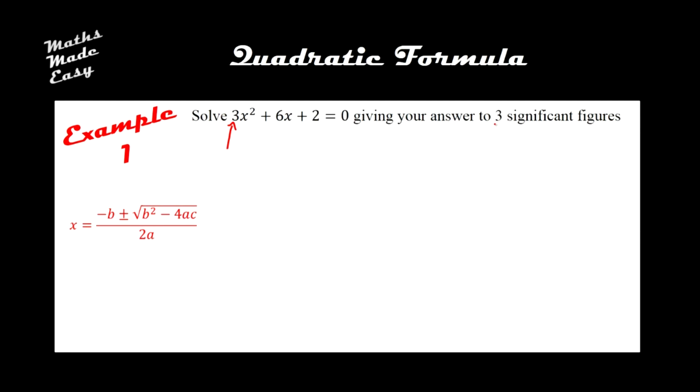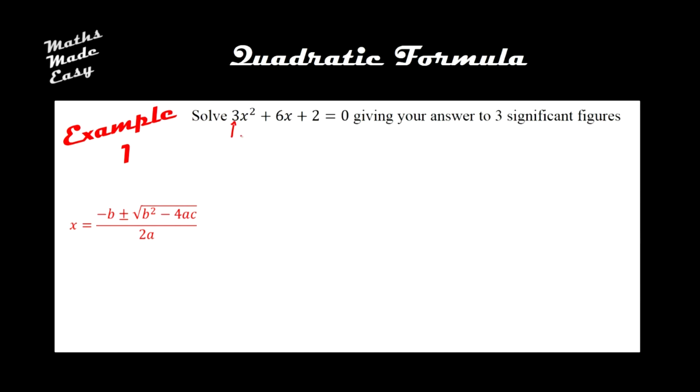The absolute giveaway is this bit over here where it says three significant figures. This tells us that our answer is likely to be a decimal, so factorizing probably won't help us. So let's have a look at how you do a question like this. First thing you need to do, looking at this formula here, it's got A's, B's and C's in it. You need to identify what A, B and C are in the formula.